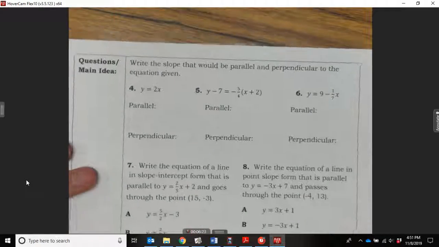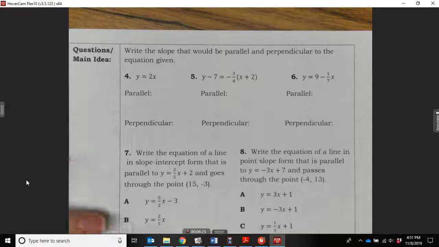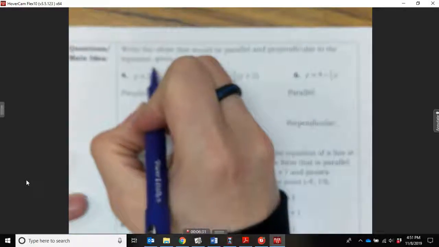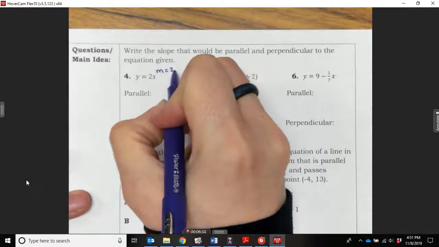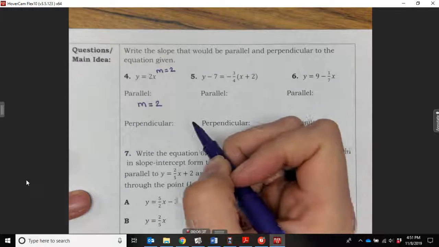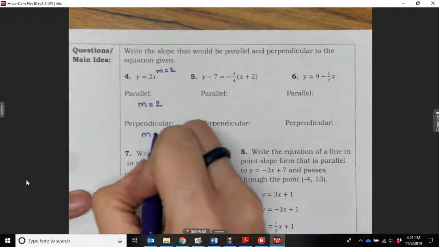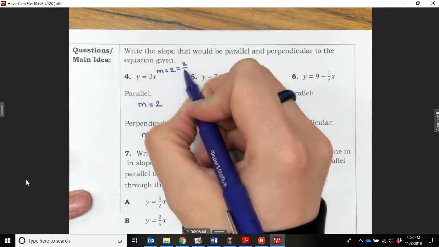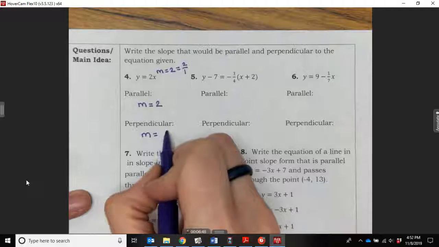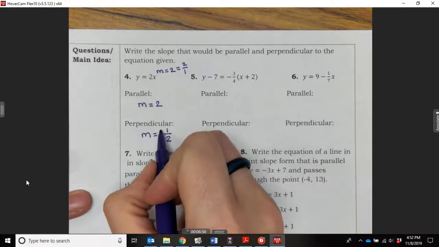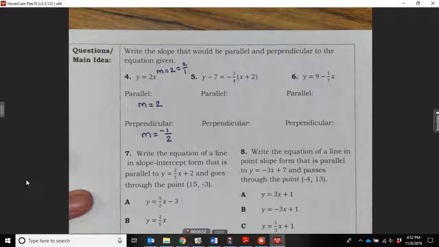All right, number 4. Again, same thing, write the slope that would be parallel and perpendicular to the given equation. So y equals 2x. My slope is 2. So something parallel would be exactly the same. And something perpendicular would be flipping it upside down. So remember, this is really 2 over 1. So if I flip it upside down, I get 1 over 2. And I change the sign from a positive to a negative.